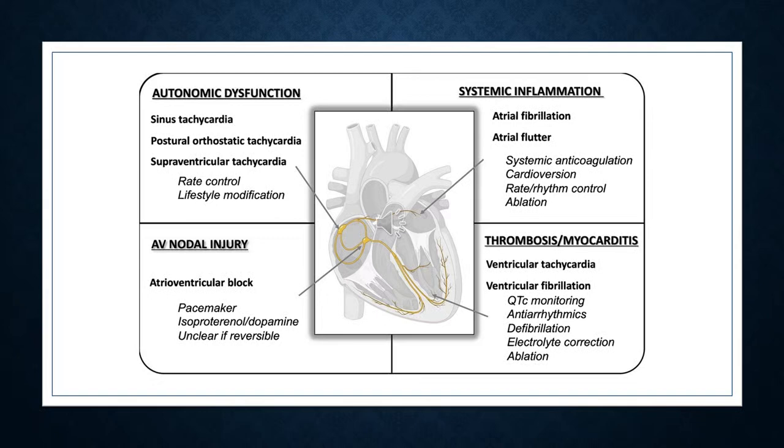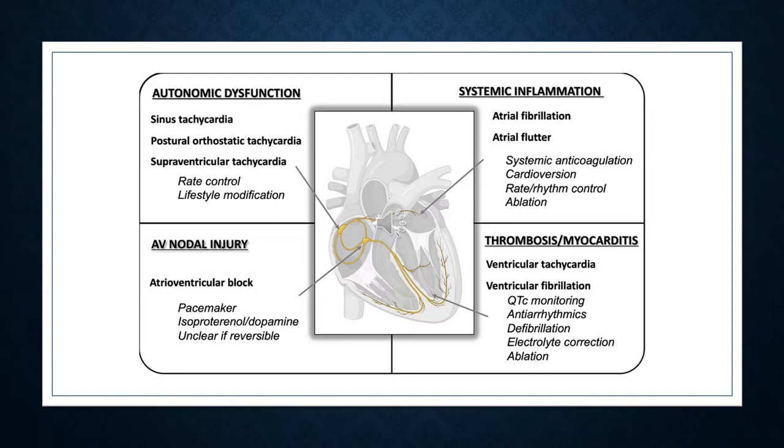Another type of arrhythmia: yes, by systemic inflammation, the patient can develop atrial flutter and atrial fibrillation. And what is the treatment of atrial flutter and fibrillation during COVID? Like any treatment: systemic anticoagulation, cardioversion, rate control, and rhythm control by pharmacological drugs. And if the patient survives and is cured from COVID, I can do electrophysiological studies and I can do ablation for this patient.